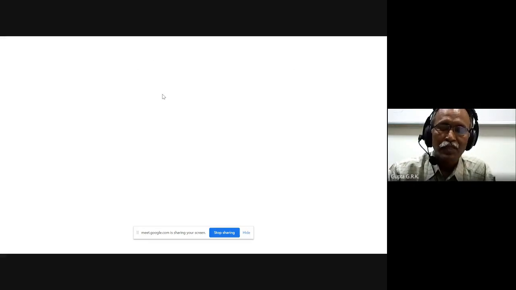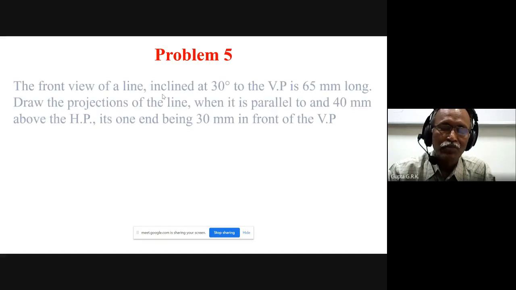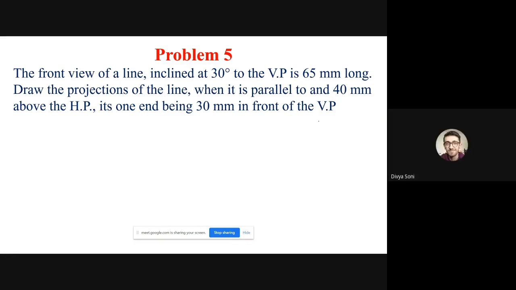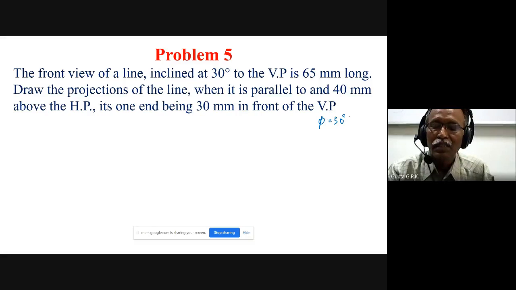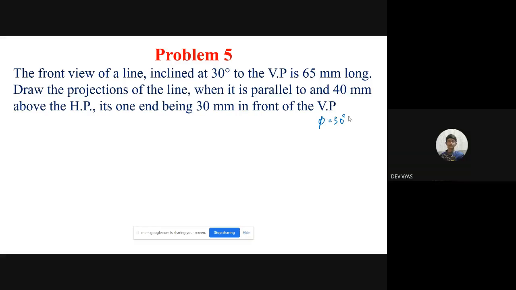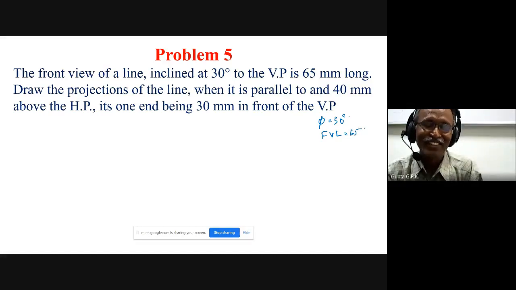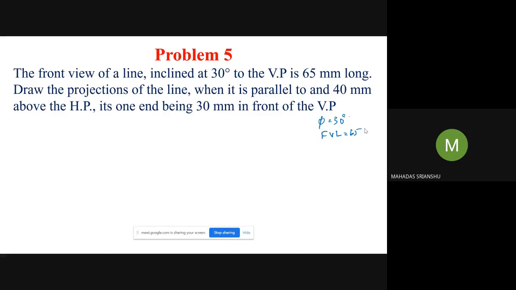So problem 5. The front view of a line which is inclined at 30 degrees to VP, means phi equal to 30 degrees, is 65 mm long. What is that 65? Front view length, not true length. So front view length is 65. Here the construction of the line you have to see. The top view of the line will be equal to true length.